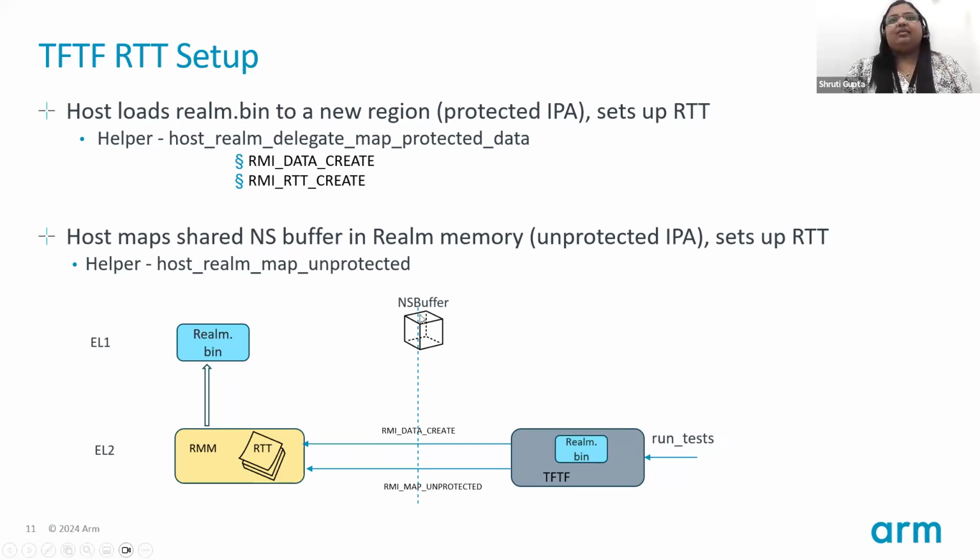And there's a non-secure shared buffer which both can access and share data across. So we use the RMI map unprotected API to map that shared buffer.